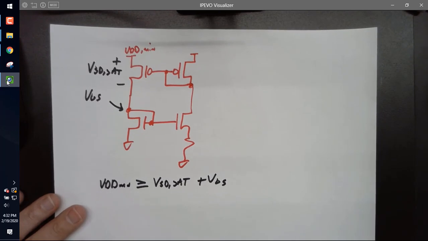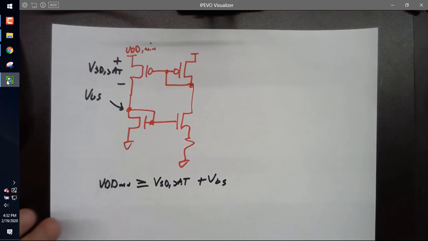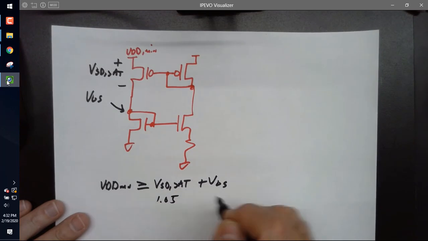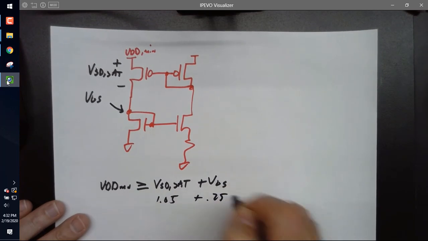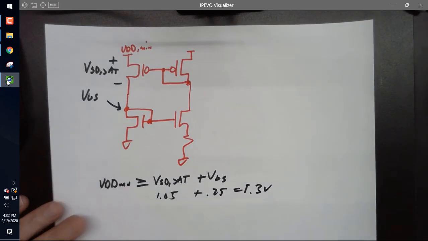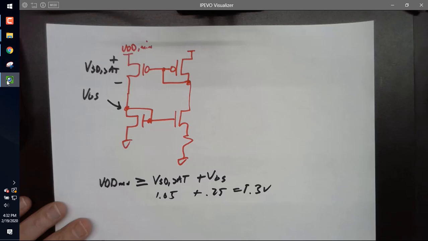Does everybody see that? So just throwing some numbers in from our example sizes and currents, this is 1.05 and this was 0.25, so that's equal to 1.3 volts. VDD has to be above 1.3 volts. Pretty good, huh?